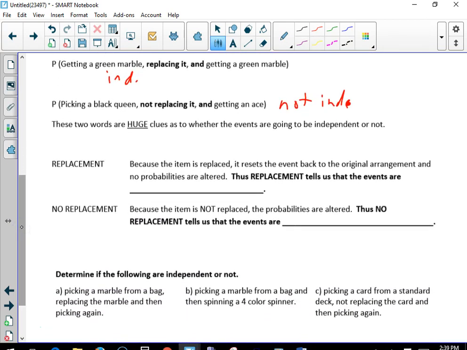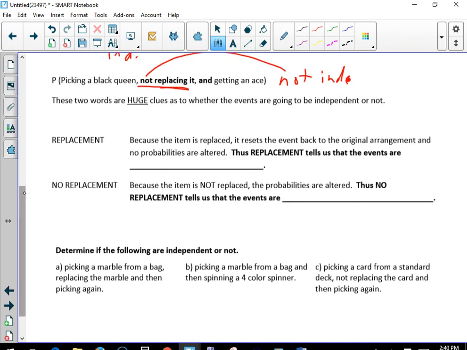Those two words are huge clues as to whether the events are going to be independent or not. Okay, replacing and not replacing. So if you replace, independent. Not replace, not independent. Look at the word, not and not. No replace, not independent. Replacement: because the item is replaced, it resets the event back to the original, and nothing has changed. Thus, replacement tells us that the events are independent. But with no replacement, because it's not being replaced, the probabilities are altered. Thus, no replacement tells us that the events are not independent.